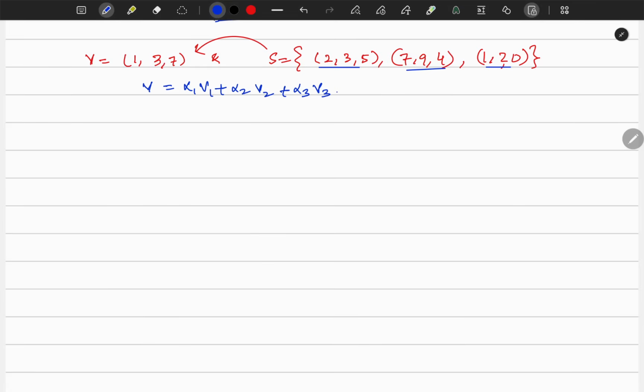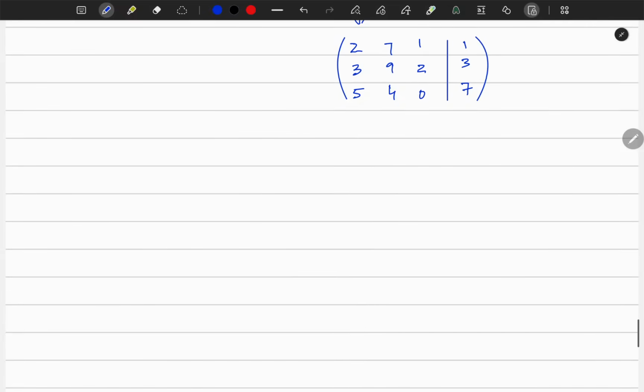So what is your motive? Your motive is to find the value of alpha 1, alpha 2 and alpha 3. So you will do the same process: convert it into the augmented matrix [2 3 5; 7 9 4; 1 2 0] with [1 3 7] as the RHS, and solve this equation. You will find the values of alpha 1, alpha 2, alpha 3 if this is consistent. I will show one question from this; you can do this in your own way.